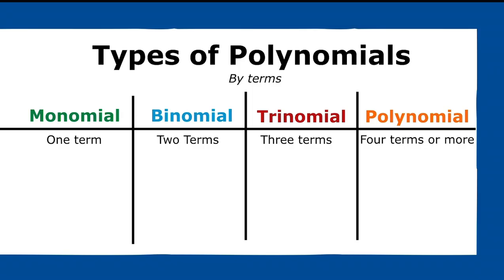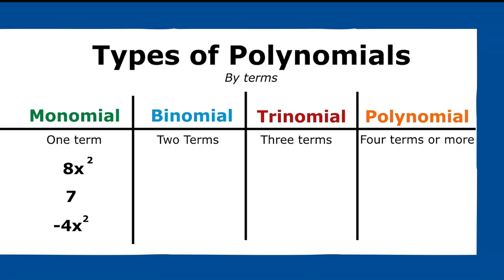Monomial stands for one term, binomial stands for two terms, trinomial stands for three terms, and polynomial stands for four terms or more. So starting off with the monomial, I can have 8x to the power of 2, I can have 7, I can have negative 4x to the power of 2, and these will all be monomials. These are all one term. And as you see, they do not have an addition or subtraction sign. So these are all one term.